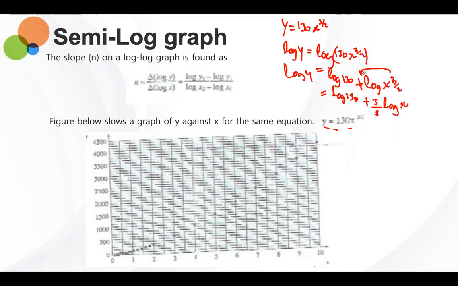We see another opportunity to apply our log laws. We bring over the 3 over 2 and we end up with log y equals log 130 plus 3 over 2 log x, right? So then we equate this now to our equation of a line.